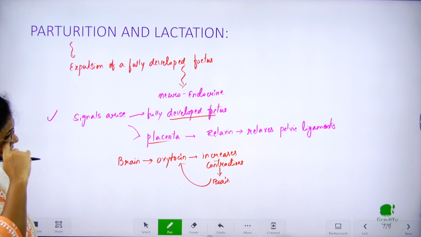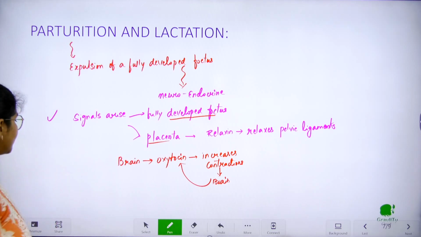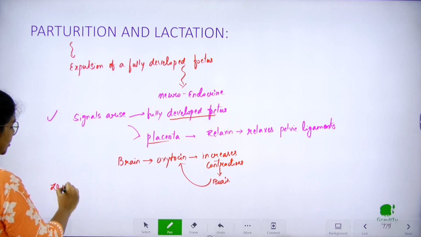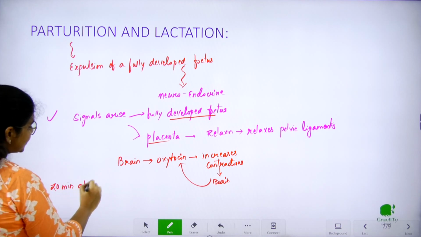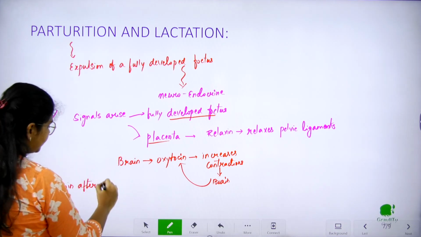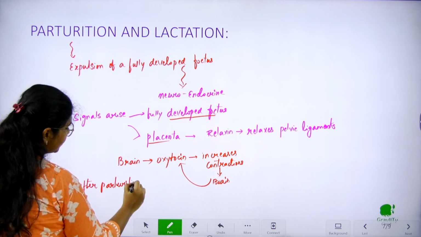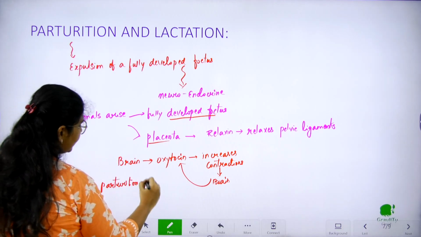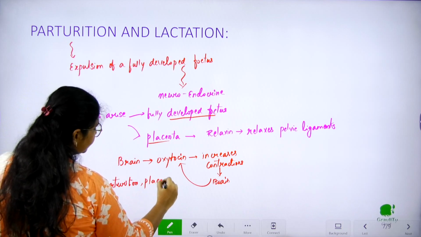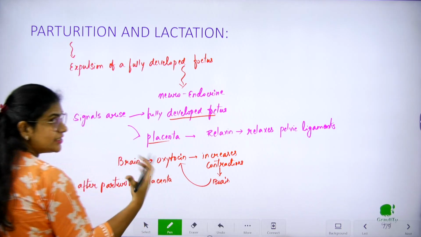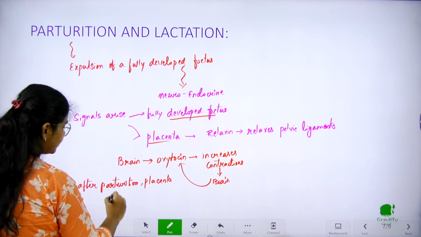Okay. About 20 minutes after parturition, the placenta will also be delivered. That's why I told you it is a deciduous placenta. It will not stay inside. The placenta is expelled on its own. The placenta will get detached from the endometrium.